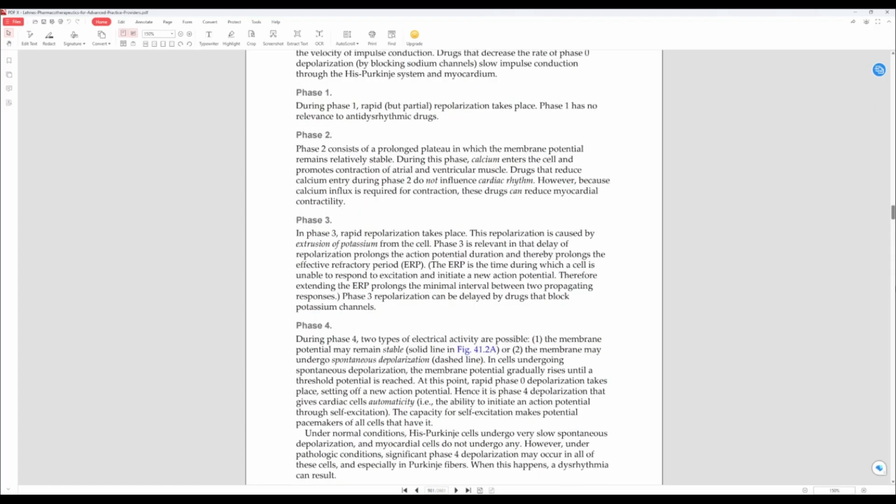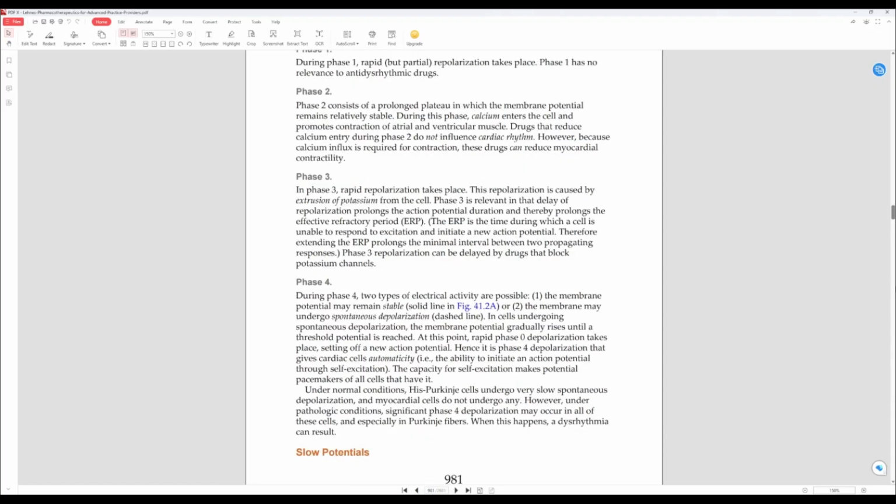During phase 1, rapid but partial repolarization takes place. Phase 1 has no relevance to any antidysrhythmic drug. Phase 2 consists of a prolonged plateau in which the membrane potential remains relatively stable. During this phase, calcium enters the cell and promotes contraction of atrial and ventricular muscles. Drugs that reduce calcium entry during phase 2 do not influence cardiac rhythm. However, because calcium influx is required for contraction, these drugs can reduce myocardial contractility.